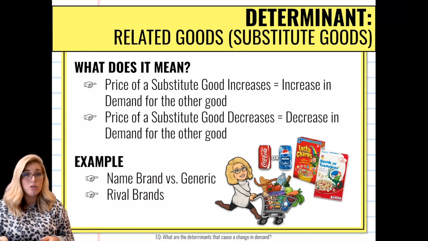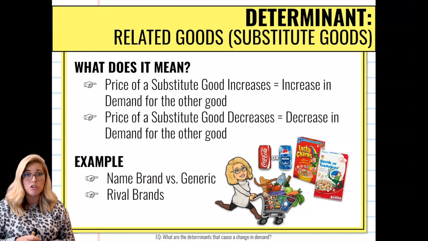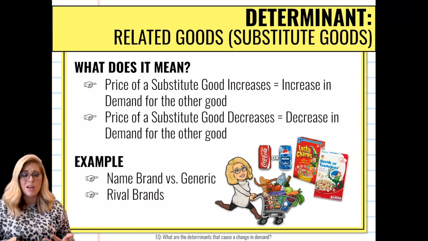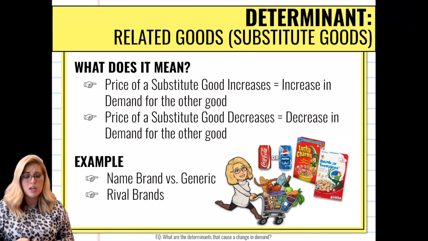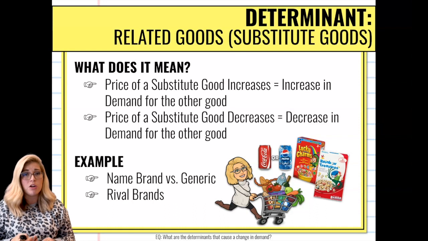You could also use an example like the fast food industry, pizza versus tacos. They're both kind of like fast foods. So substitute goods, again, are going to be goods that can substitute one for the other.